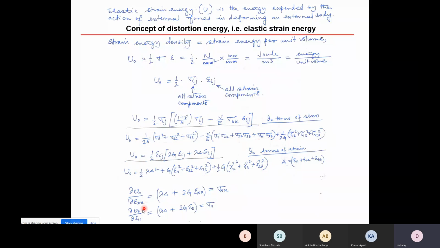And as I said, if you do the derivative with respect to epsilon xx, you will get the corresponding stress term, and vice versa. So distortion energy, you need to have an understanding for generalized condition, because uniaxial tension is the most simple condition, whereas any complex loading can be represented by the stress tensor and strain tensor.